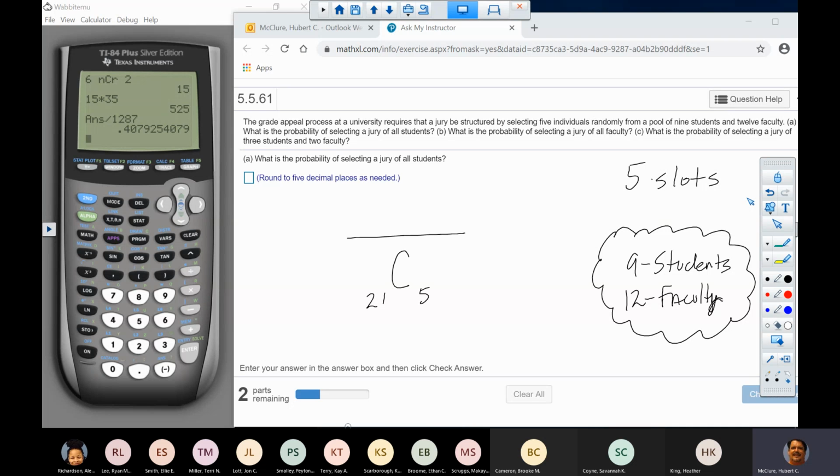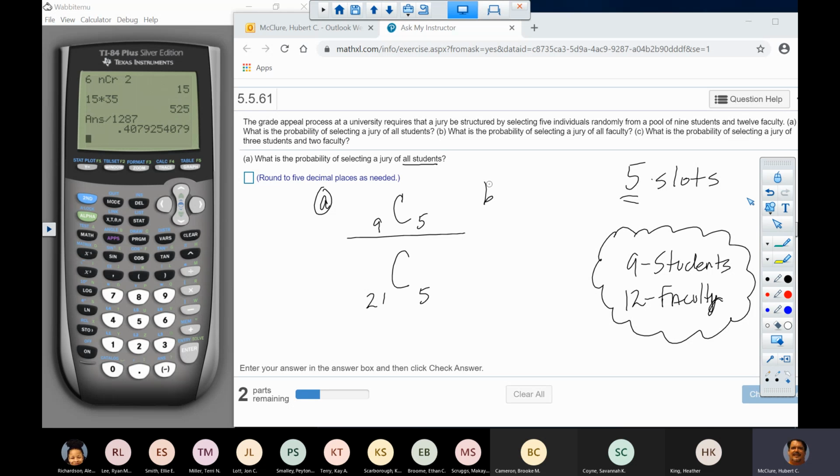Now, tell me what the numerator for A is. You know it's going to be a combination. What does it say? 9. All students, right? So that'd be 9, combination what? 5 slots. Remember, N is always your what? Your biggest number. Okay? So that's A. I'm going to let y'all do that.